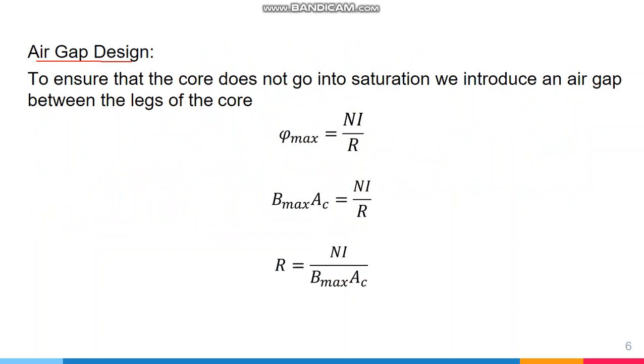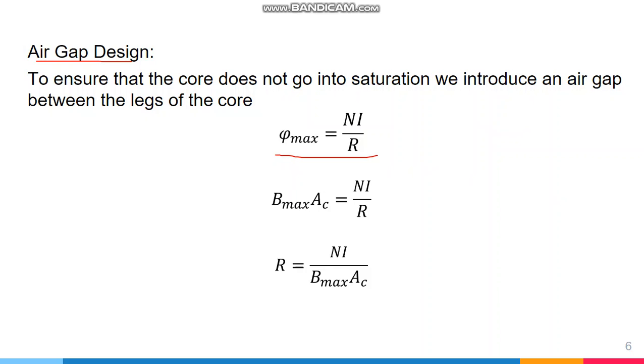So there are some other things related to this inductor design, that is the air gap design. To ensure that the core does not go into saturation at high currents, we need to introduce an air gap as well between the legs of the core. So phi max is equal to Ni over R. This R is reluctance.